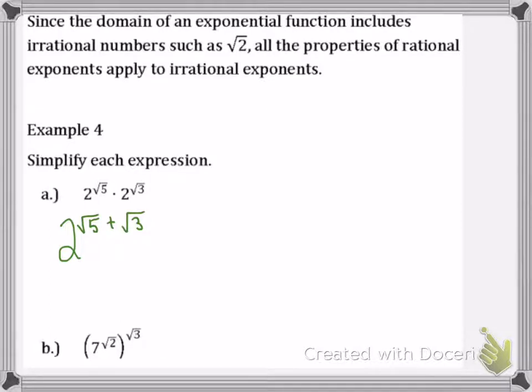In b, I'm going to multiply the square root of 2 times the square root of 3. So I end up with 7 times the square root of 6. The square root of 6 cannot be simplified, so that's my answer.